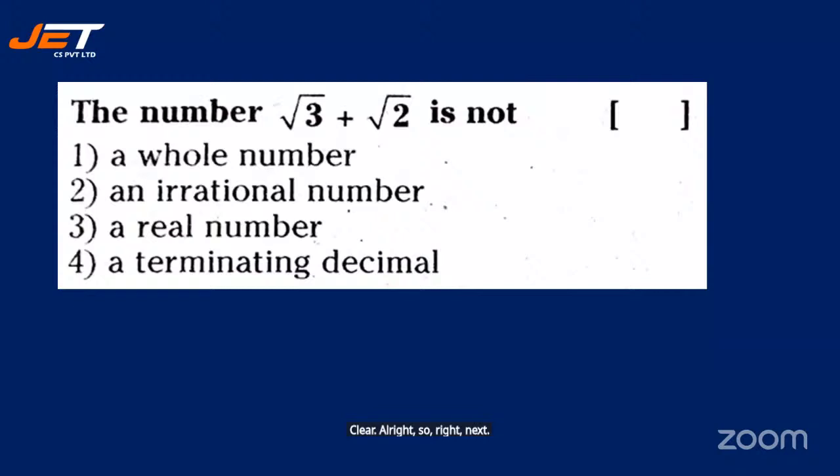All right, next. The number root 3 plus root 2 is not dash. A whole number, an irrational number, a real number, a terminating decimal.